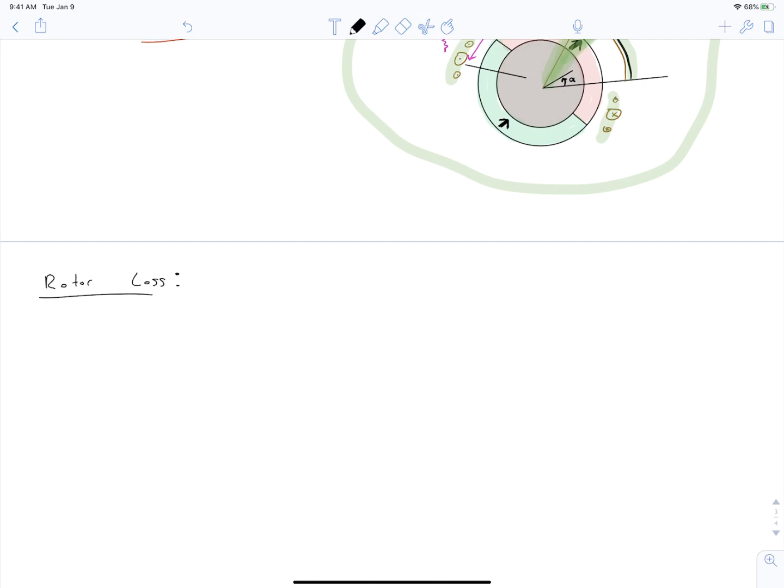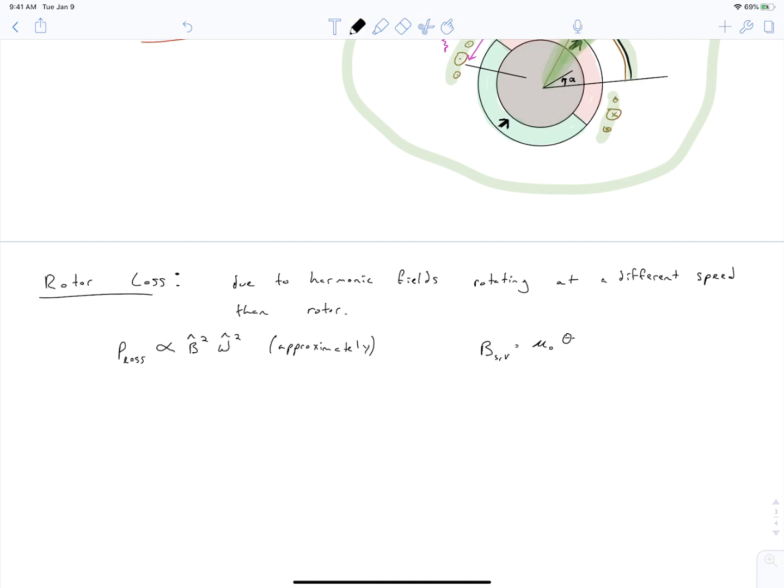Next, let's talk about rotor loss. Okay, so the rotor loss is due to fields that are rotating at a different speed than the rotor, and we can calculate the losses in a piece of iron or a piece of conductive material as being approximately this expression. I'm writing this with a huge caveat. Whether these exponents are squared or they're times one, or they're to the 1.8th power or to the 1.5 power is something we're going to talk about in a separate video.